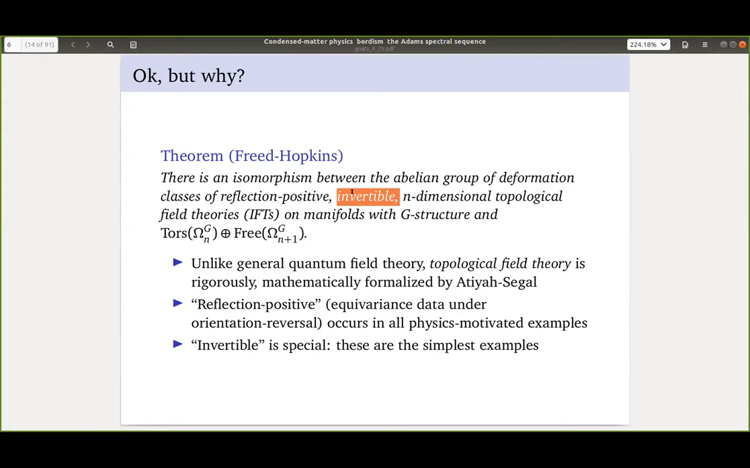So invertible means small or nice or special. n-dimensional means we're looking at manifolds of dimension n, and then g-structure is what I said earlier. So I think that's all of the words here. Oh, deformation classes, which means I want to consider families of these, and if one can be continuously transformed into the other, then I want to say that they're the same. I'm not going to say much more about that because those details are not needed in this talk. Are there any questions about this slide or previous slides?